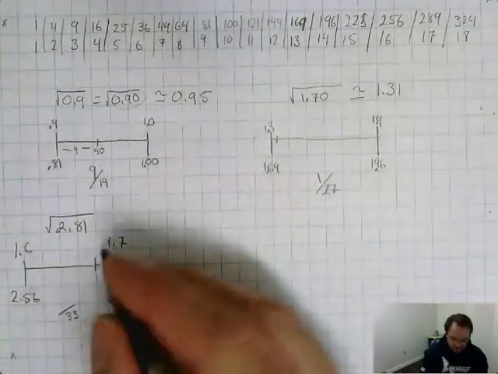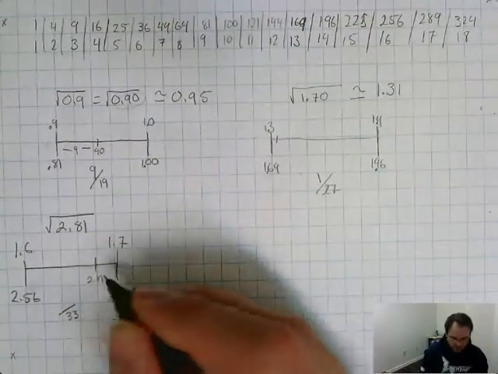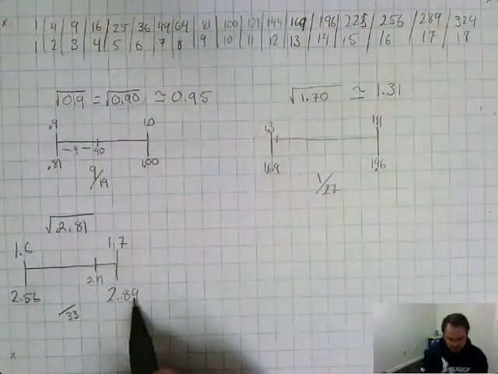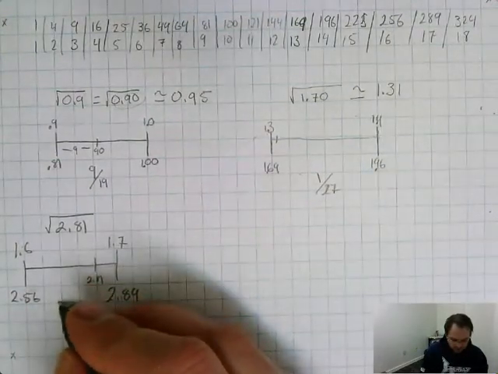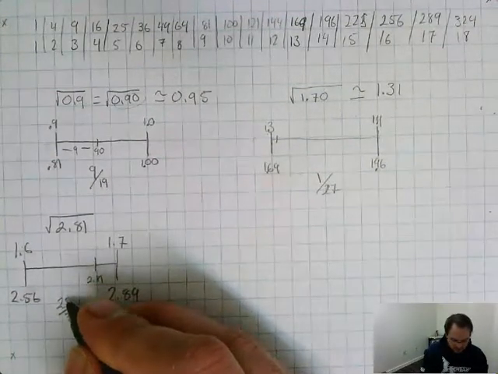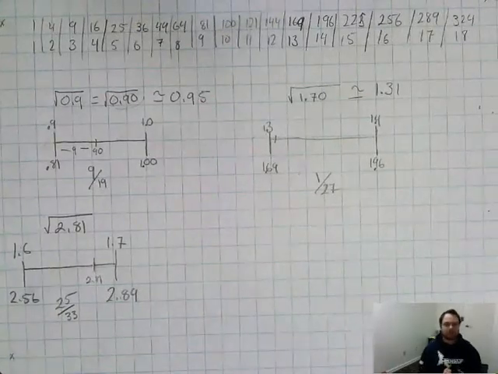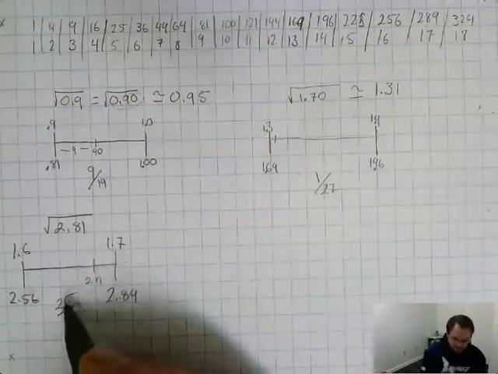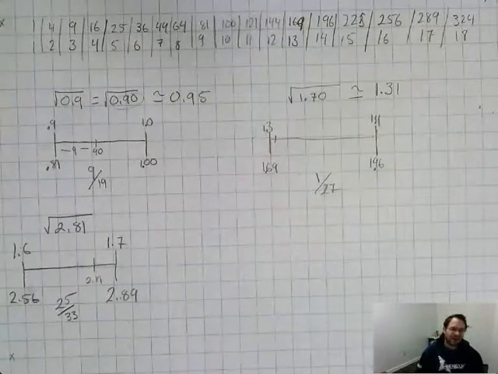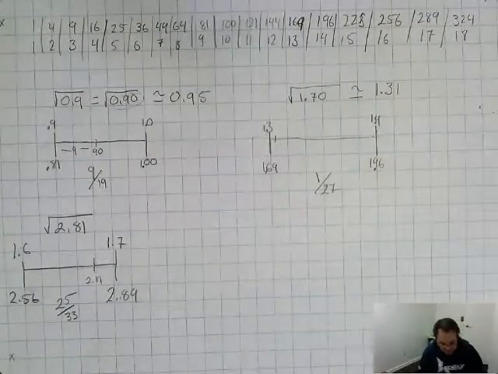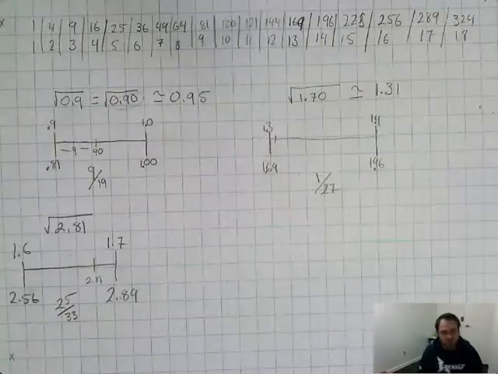And we have 2.81. So 281 is 8 away from there. So that's just going to be a total of 25. Okay? So it's 25/33 of the way. Now looking at that, that is pretty good. I'm going to say that's around 80% of the way.